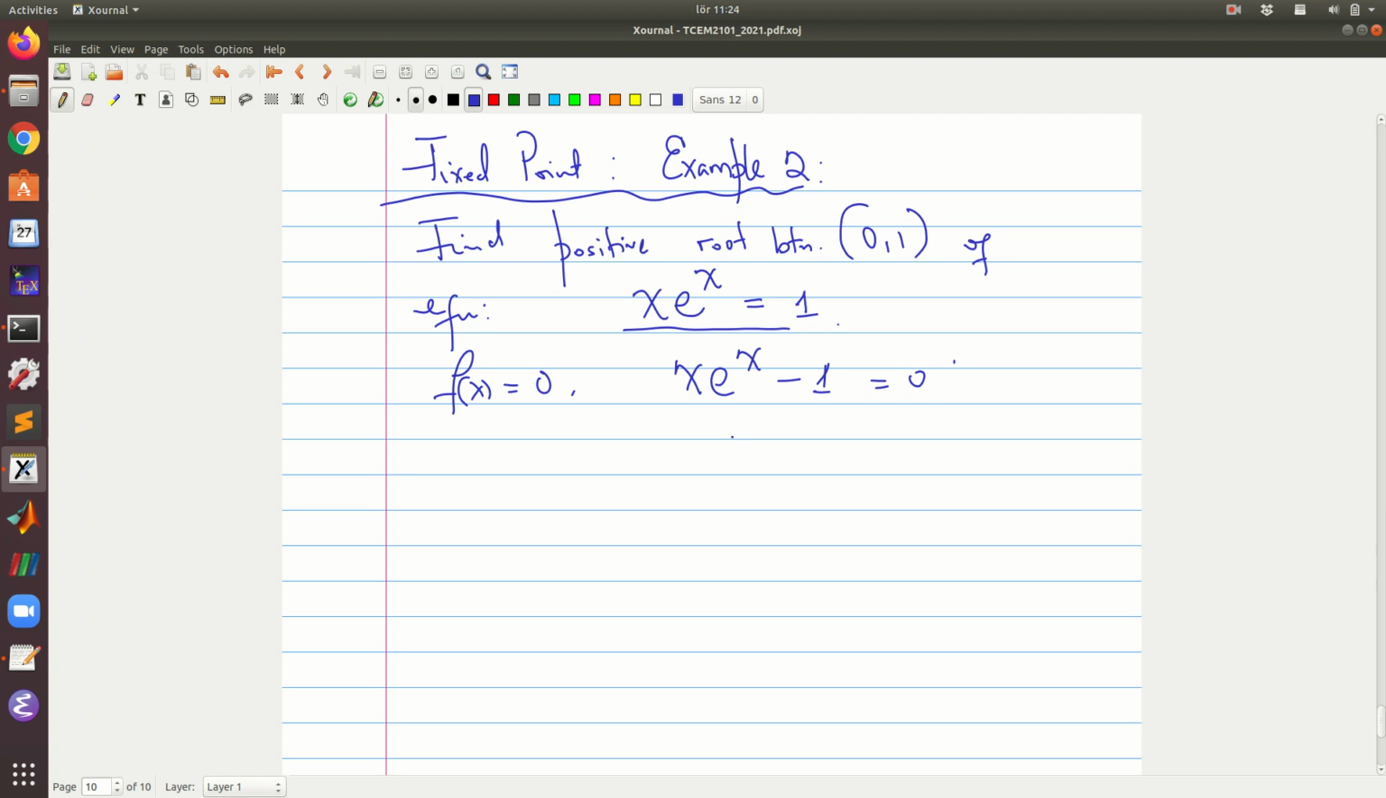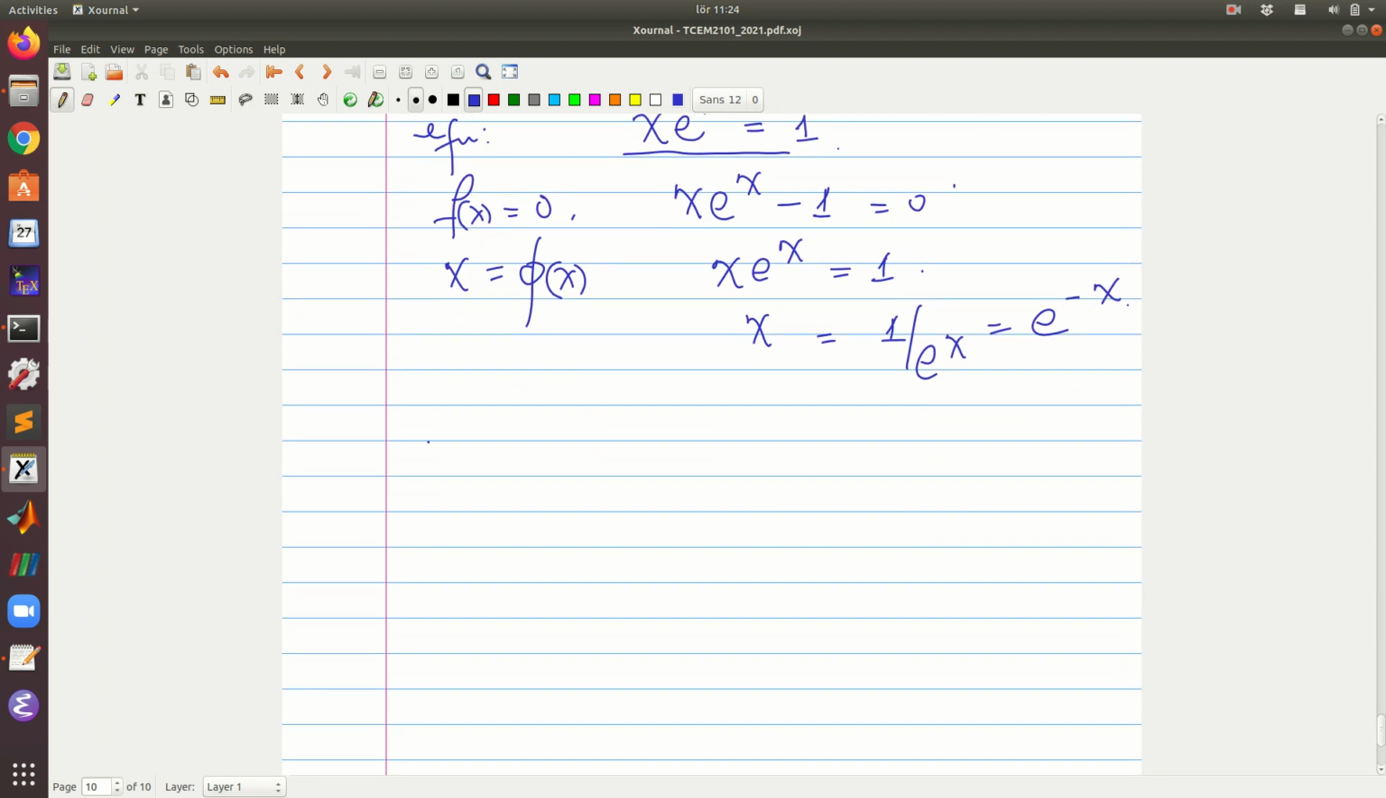Then we remember we would like to put it in the form x equals a function of x. So someone could have written that x e to the power x equals 1, for which we have that x equals 1 divided by e to the x, which is the same as saying e to the power negative x. So this is in the form x equals phi of x.